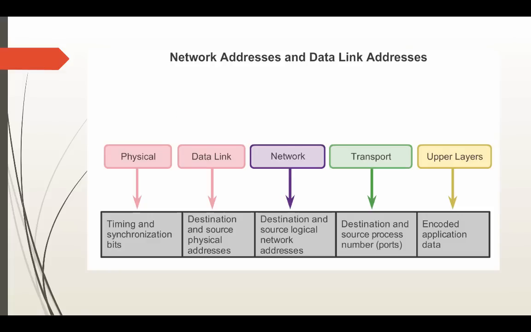Data link address. The data link, or layer 2, delivers the data link frame from one network interface to another network interface on the same network. The IP packet is encapsulated into a data link frame to be delivered to the destination network. The source and destination data link addresses are added. Source data link address is the physical address of the device that is sending the packet. The destination data link address is the physical address of the network interface of either the next hop router or the network interface of the destination device.